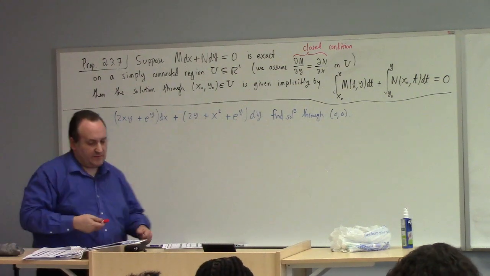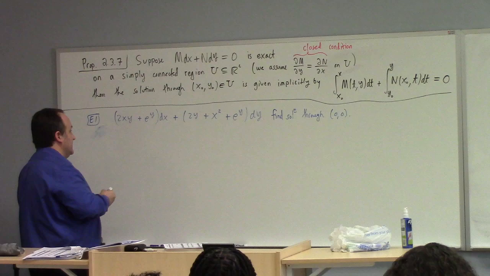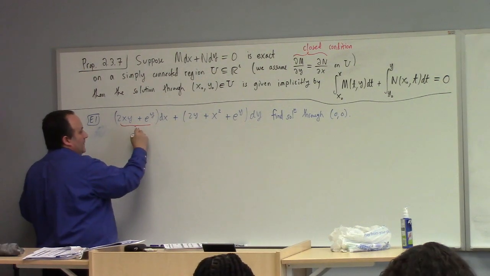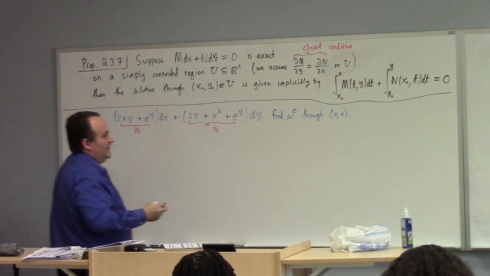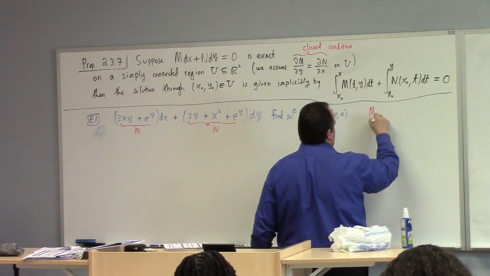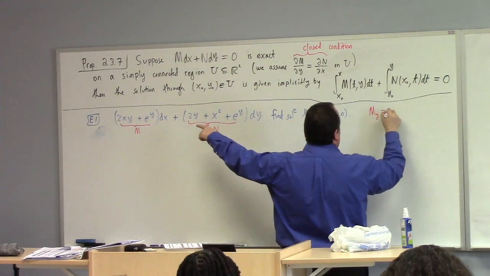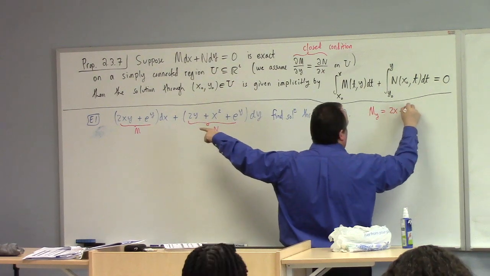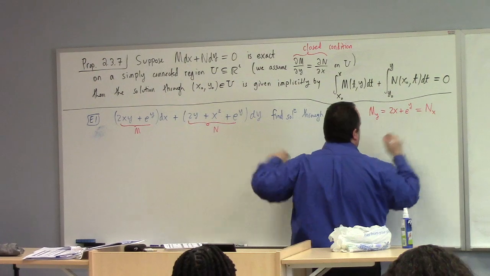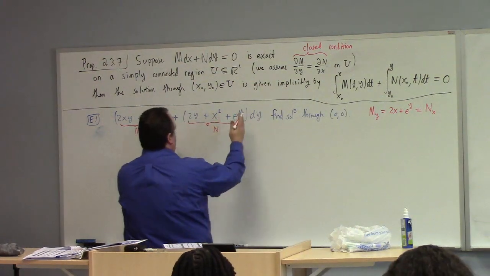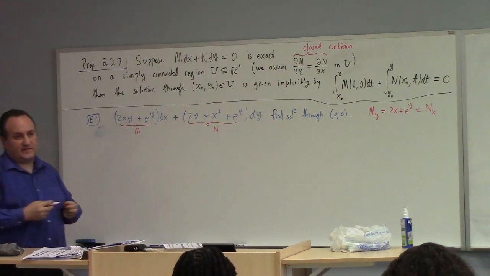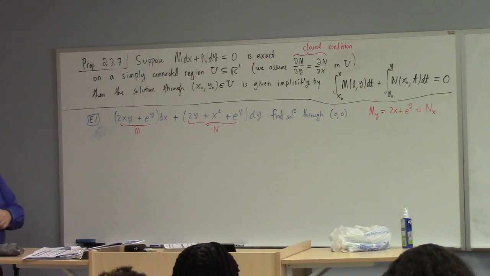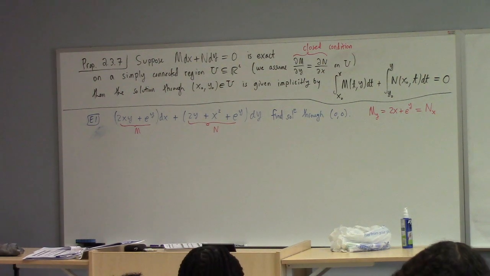So does it satisfy the closed condition more precisely? If this is M, and this is N, is it the case that M sub y, which is the partial with respect to y, that's 2x plus e to the y, is equal to N sub x, the partial derivative with respect to x of N? I got 2x. Yeah, good. So this satisfies the closed condition. For theoretical reasons that I will blather on at length about next class, that makes it an exact equation.